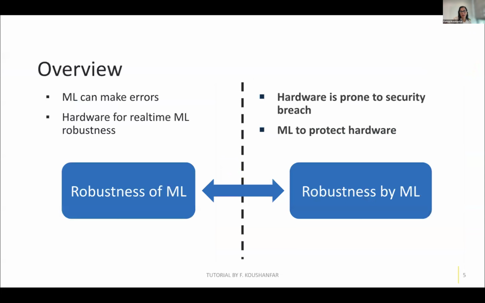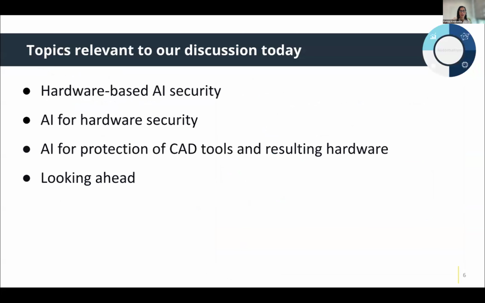So really, this has been the vision. Obviously, there are a lot of security issues here. Machine learning has a lot of potential, but it also can make errors. We can have hardware that can help with these erroneous cases, but hardware research can also be impacted by AI. These are some high-level topics that are relevant to our discussions today. I'll stop here and let the panel go on.